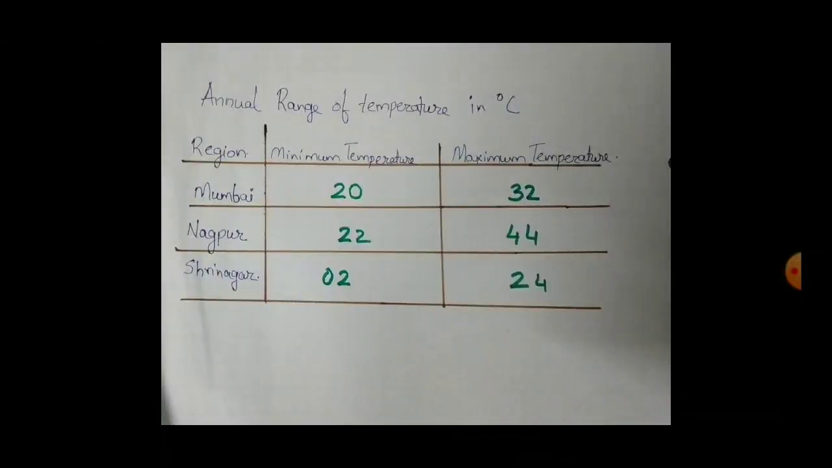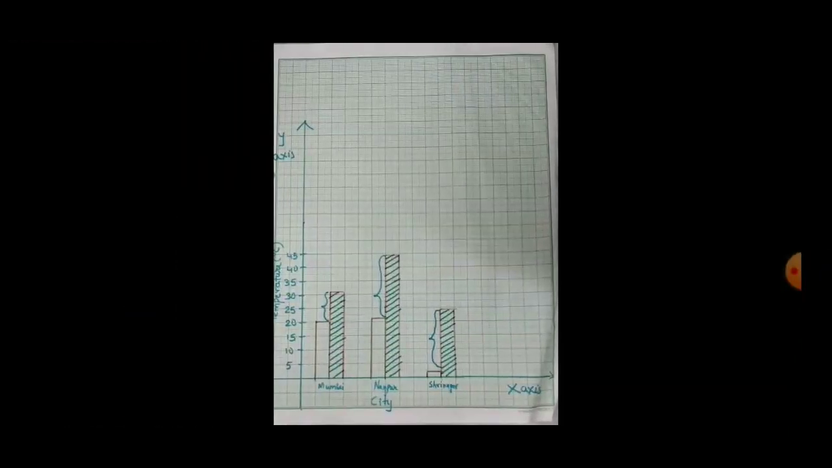Suppose the minimum temperature of Mumbai is 20 degrees, maximum is 32 degrees, that at Nagpur is 22 degrees and maximum is 44 degrees. Srinagar, the minimum temperature is 2 degrees and maximum is 24 degrees. Let us plot in the graph. Here you can see the graph is being plotted.